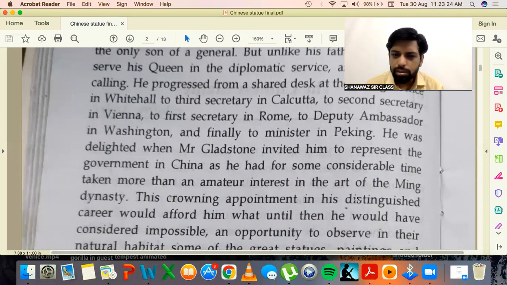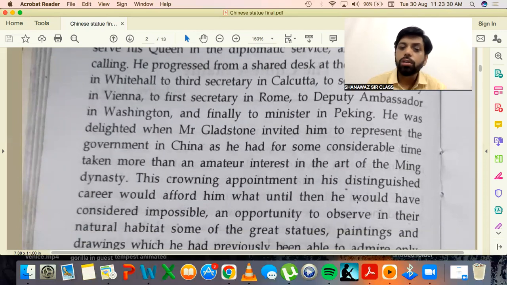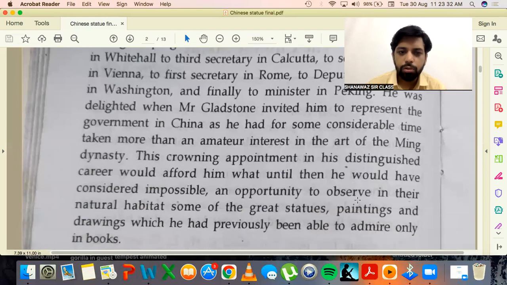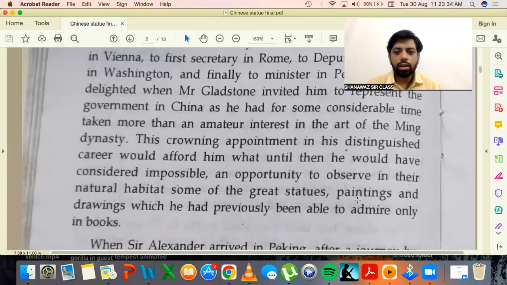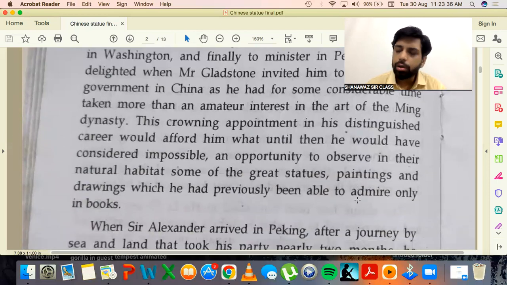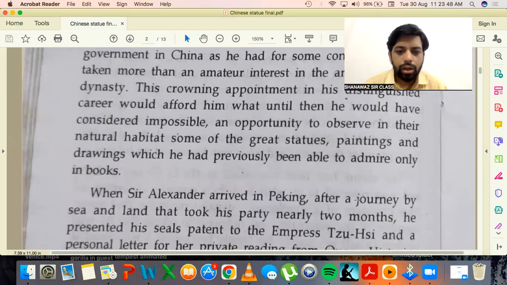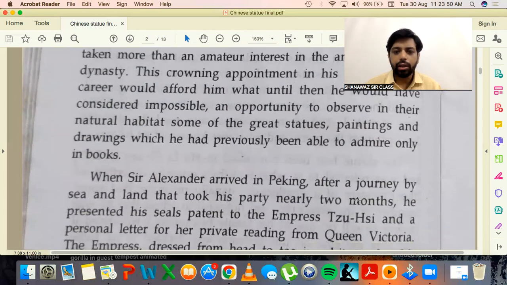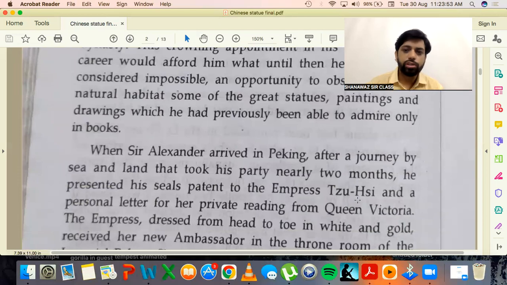So he had an amateur interest, मेरे को expert तो था नहीं, मतलब एक hobby वाला interest था Ming dynasty में. So the great moment, crowning moment, मतलब climax moment आया कि when he was able to go to China and study the Ming dynasty in person, not through books, not through novels, but face to face, watching all those art and craft.